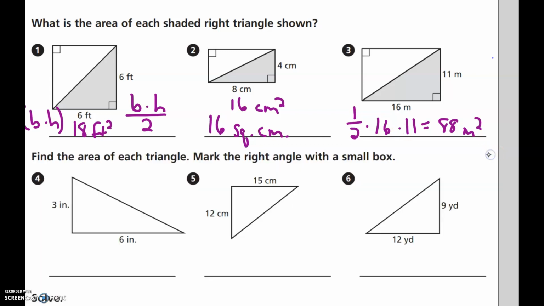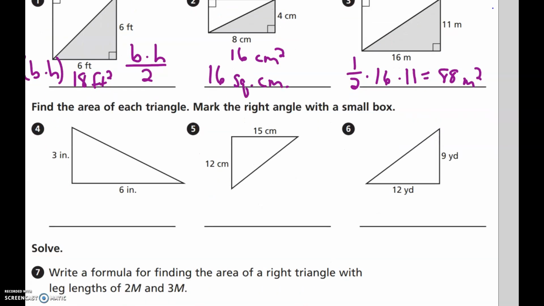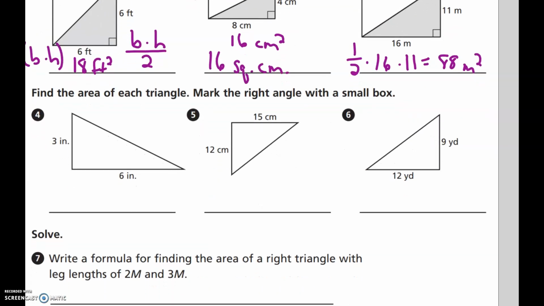All right, I am going to scroll down to the next 3 problems, and I'm going to pause this for a moment. I'd like for you to get your calculator and just a piece of scratch paper. I don't care if you write the formulas down or not. I want you to figure out the area of each of these triangles.